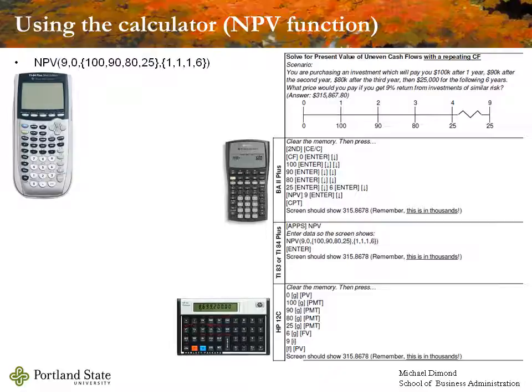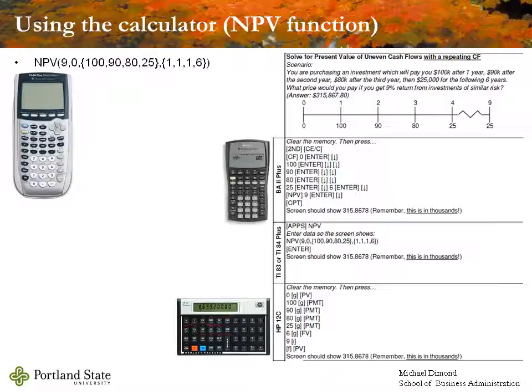Then I'm going to press NPV. I press the interest rate I'm interested in, which is 9%, enter. Press the down arrow, it prompts me for NPV, and I have to press compute. And it should give you the correct answer, which is 315.8678.